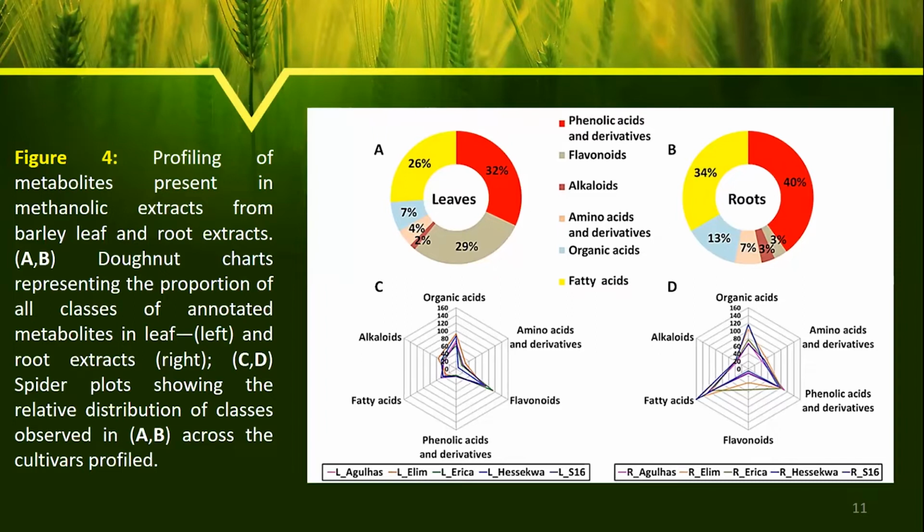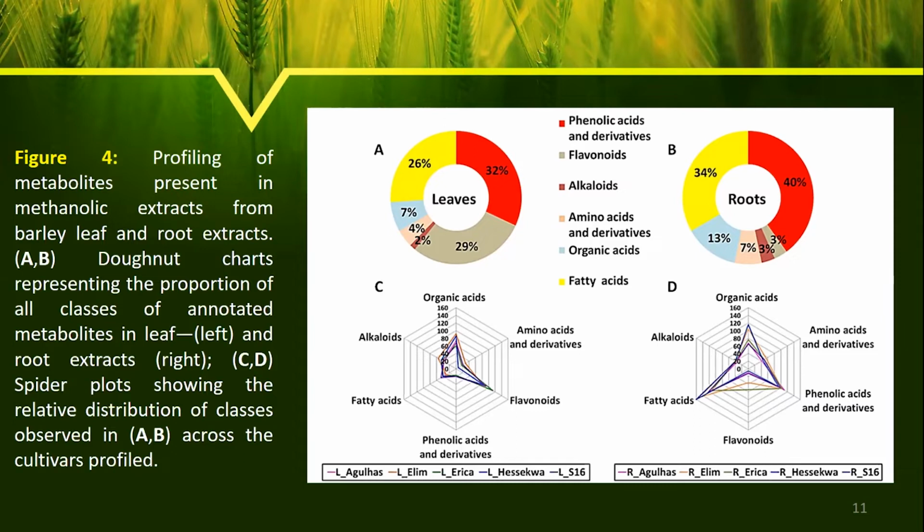Phenolic acids and derivatives were the major class of compounds in the extracts from both leaves and roots of barley cultivars. In leaf extract, this was followed by flavonoids and fatty acids. In the root, phenolic acids were followed by fatty acids. Only one flavonoid, saponarin, was annotated in the study. Organic acids, amino acids, and alkaloids present in both tissue types represented altogether the smallest percentage of metabolites.